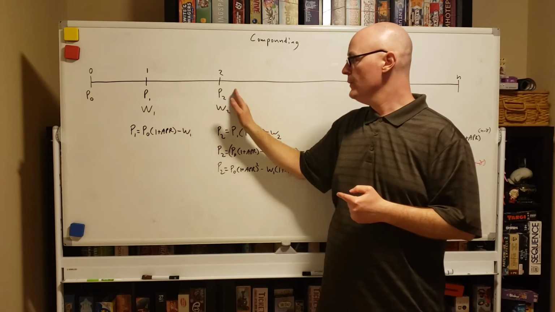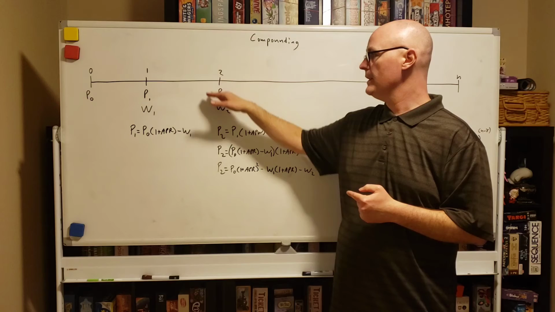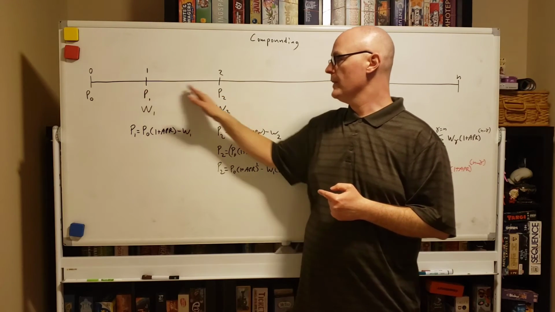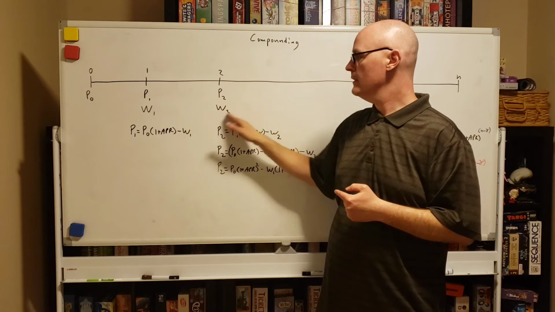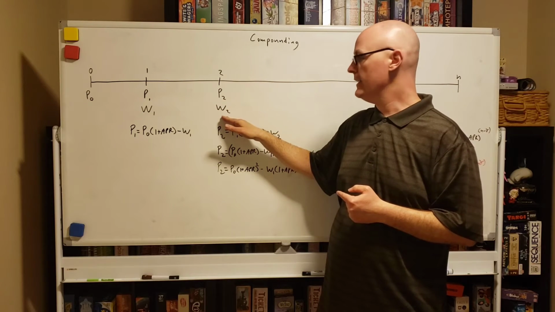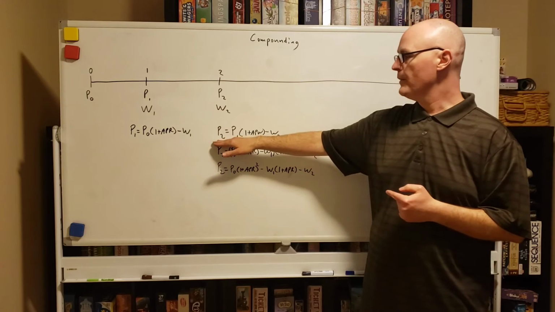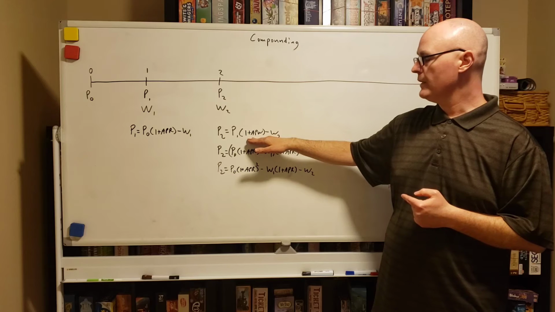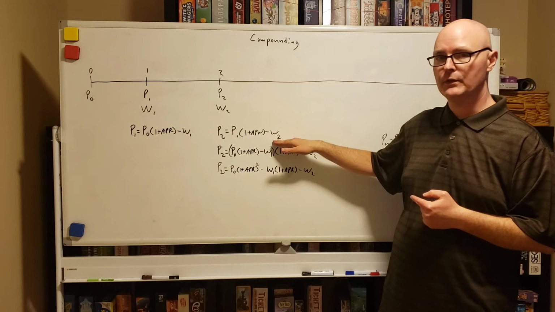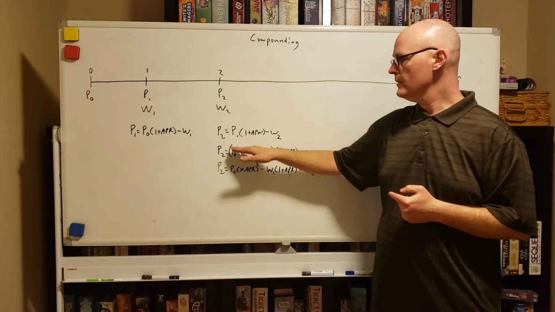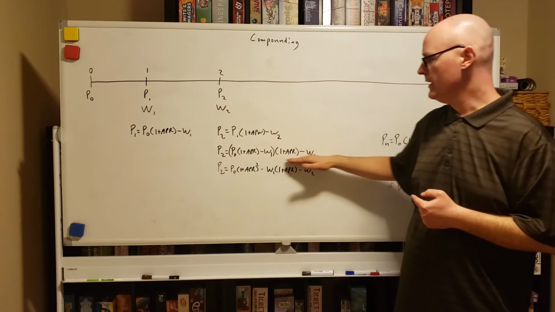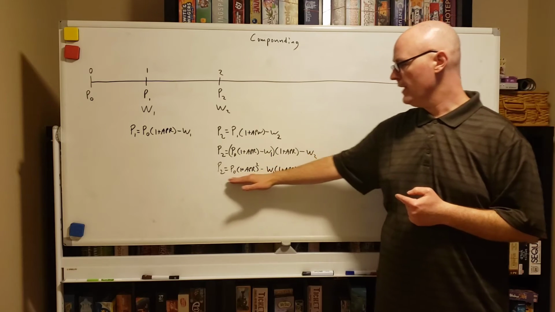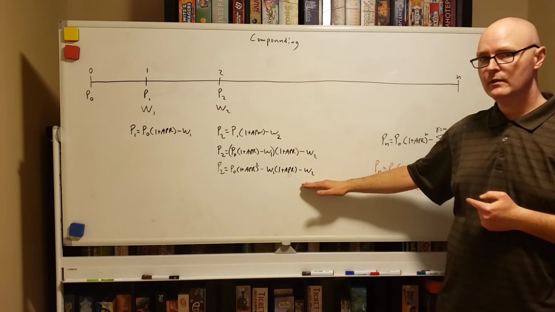Carrying that on to year 2, the principal that's going to be there at year 2 is going to equal the growth from year 1 minus the withdrawal that I take at year 2. So the principal at 2 is equal to the principal at 1 multiplied by the growth minus the withdrawal. Substituting in gives me this. And once again, I can simplify it in these terms.